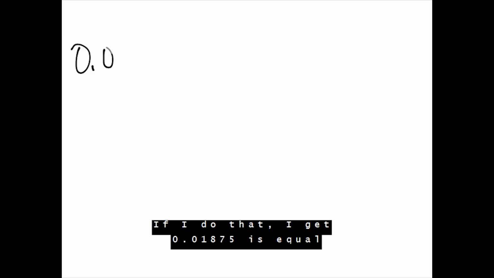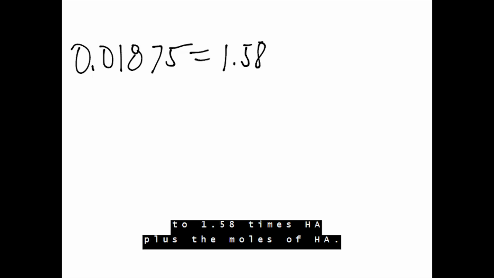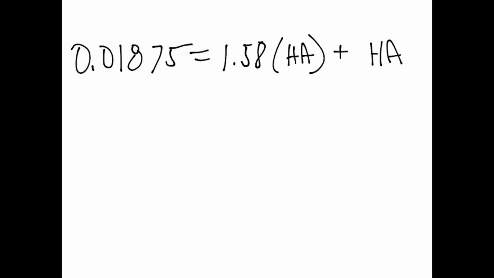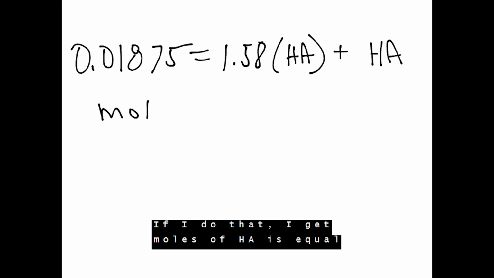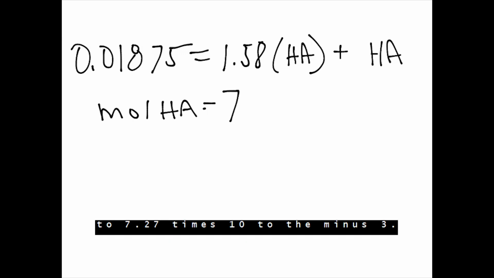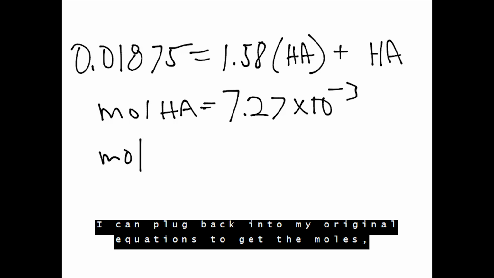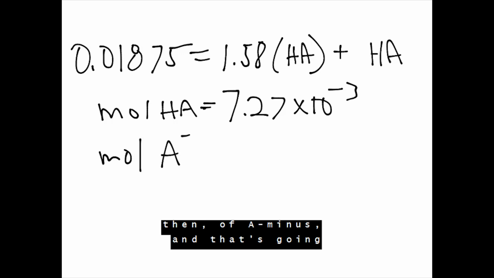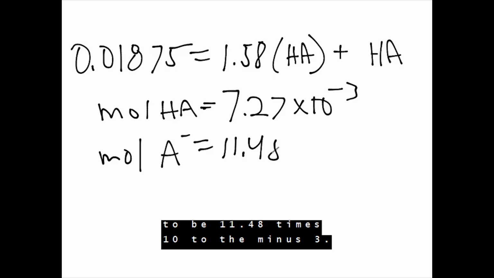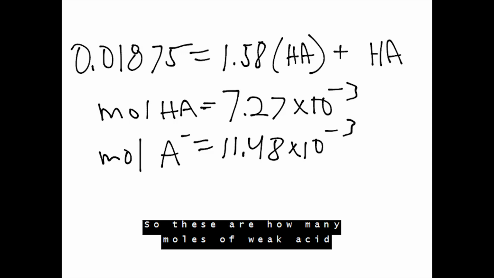So now we've got two equations and two unknowns, so I'm going to substitute equation 1 into equation 2. If I do that, I get 0.01875 is equal to 1.58 times HA plus the moles of HA. So now I can solve this for moles of HA. If I do that, I get moles of HA is equal to 7.27 times 10 to the minus 3. I can plug back into my original equations to get the moles of A minus, and that's going to be 11.48 times 10 to the minus 3. So these are how many moles of weak acid and conjugate base I have in my final buffer.